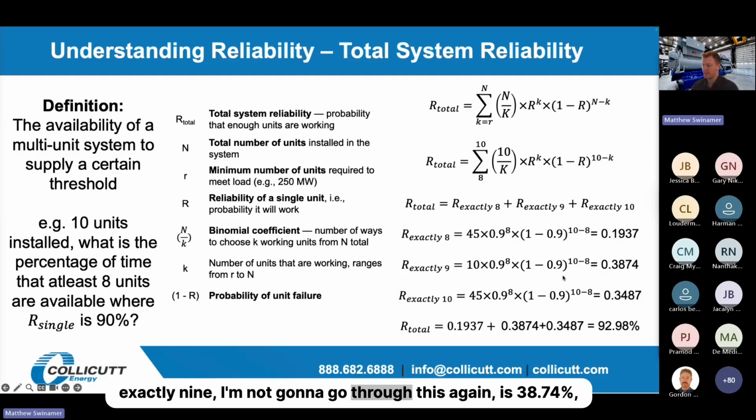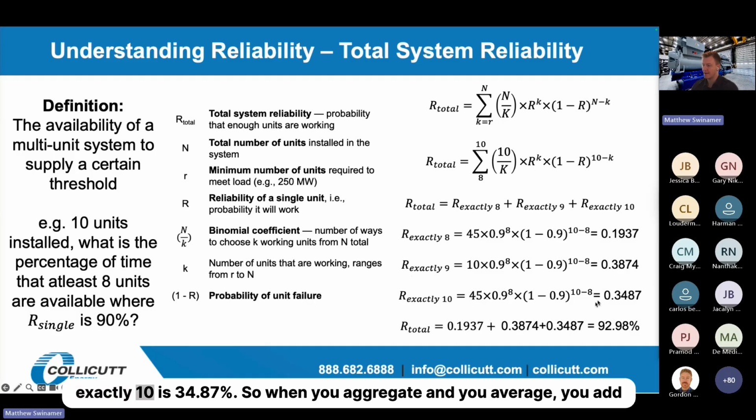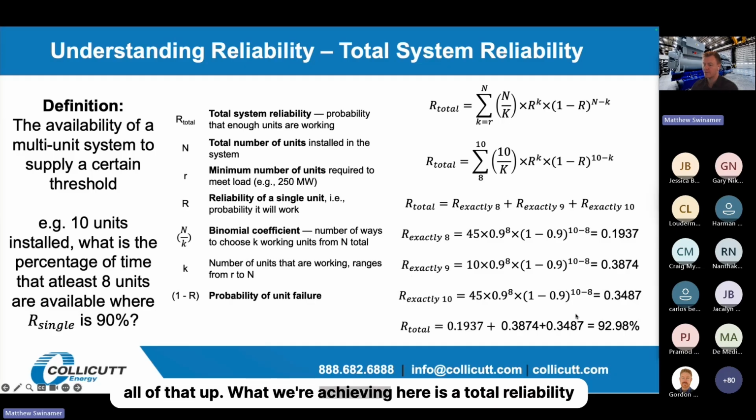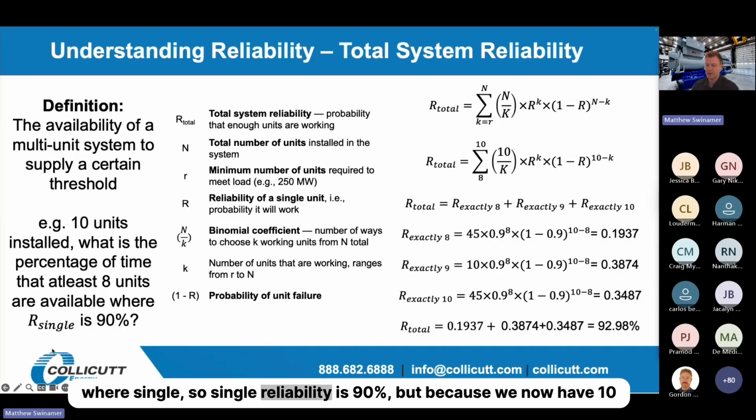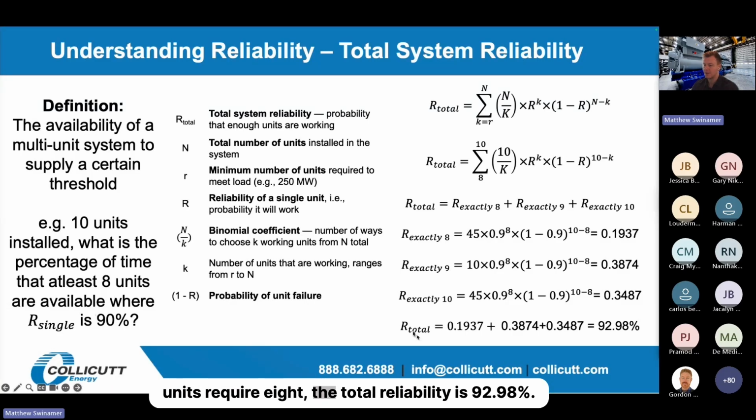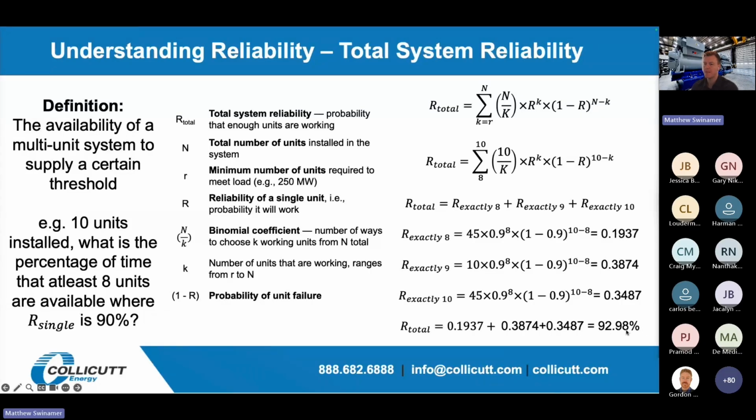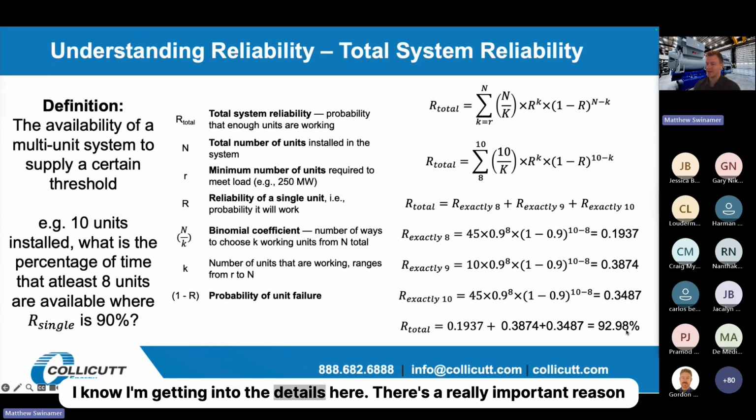Exactly 9, I'm not going to go through this again, is 38.74%. Exactly 10 is 34.87%. So when you aggregate and you add all of that up, what we're achieving here is a total reliability where single reliability is 90%, but because we now have 10 units require 8, the total reliability is 92.98%.